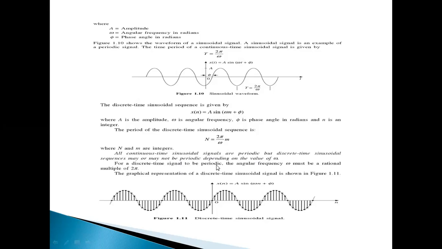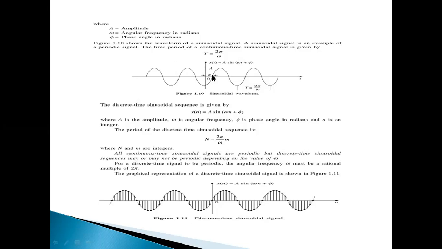For a discrete time signal to be periodic, the angular frequency omega must be a rational multiple of 2 pi. Here it is a rational number, not an irrational number. If it is a rational number, then it is a periodic signal. Otherwise, it is a non-periodic signal.